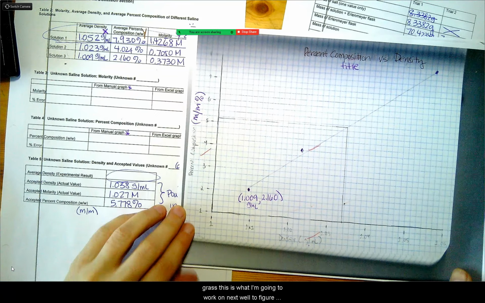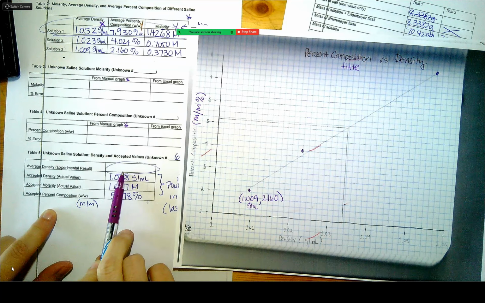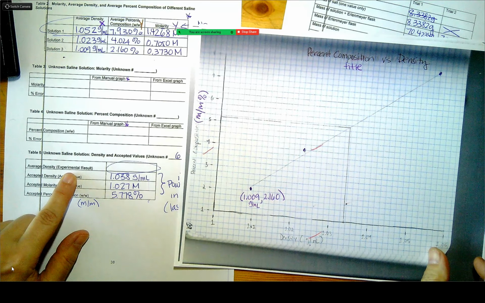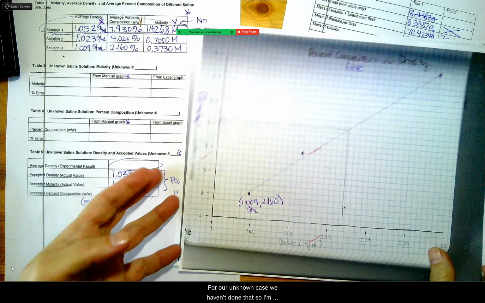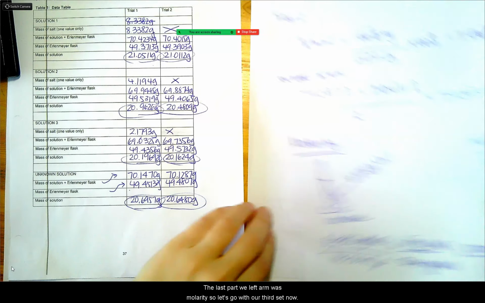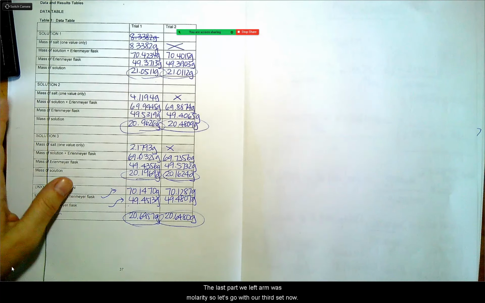Well, to figure out the molarity, we need the average density. So let's go back and calculate the average density for our unknown. Okay, so we haven't done that, so I'm going to come back to these graphs. All right, so the last part we left on was molarity. So let's go with our third set now.